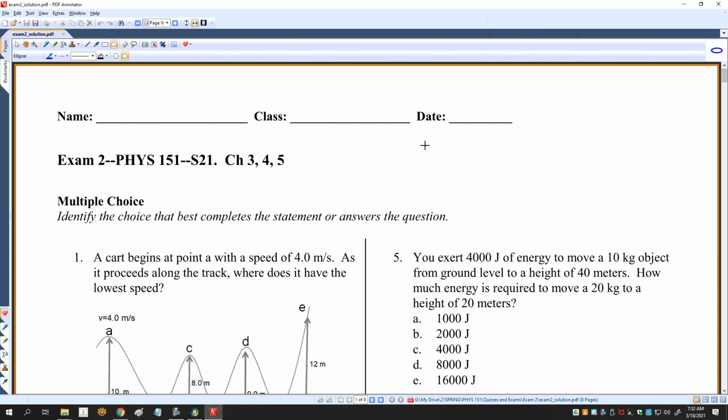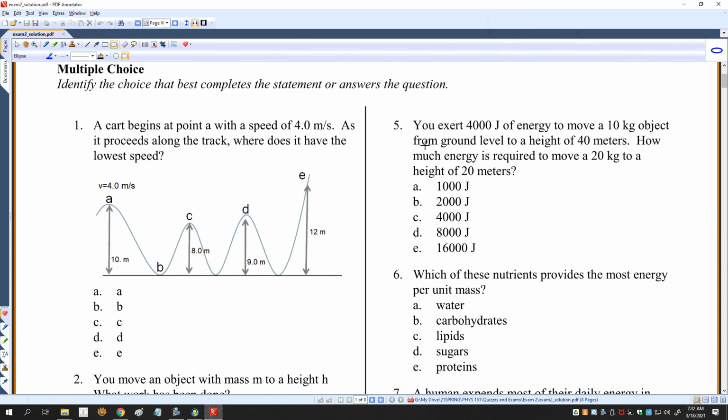This is exam 2 for physics 151. A cart begins with a speed of 4 meters per second at the top of this trajectory, and then I want to know where does it have the lowest speed? So where it has the lowest speed is where it has the least kinetic energy. It has the most kinetic energy down here, so this is where I have the highest speed.